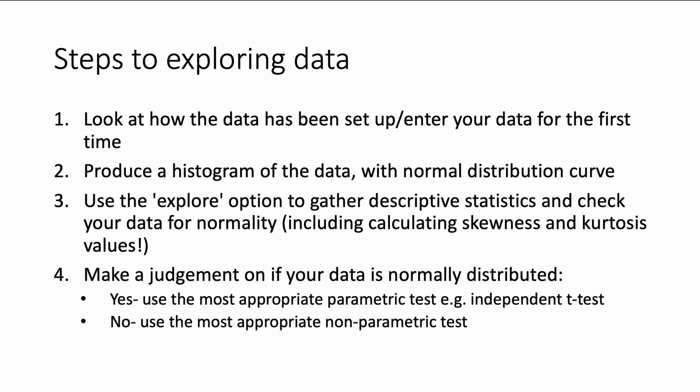In addition, you should use the Explore option to gather descriptive statistics and check for normality, and that includes having to manually calculate whether the skewness and kurtosis values are significant. Once you've done those steps, you need to make a judgment on if your data is normally distributed. If it is, then you should select the most appropriate parametric test for your data, for example, the independent t-test. If it's not normally distributed, then select the most appropriate non-parametric test, which we'll cover this week.